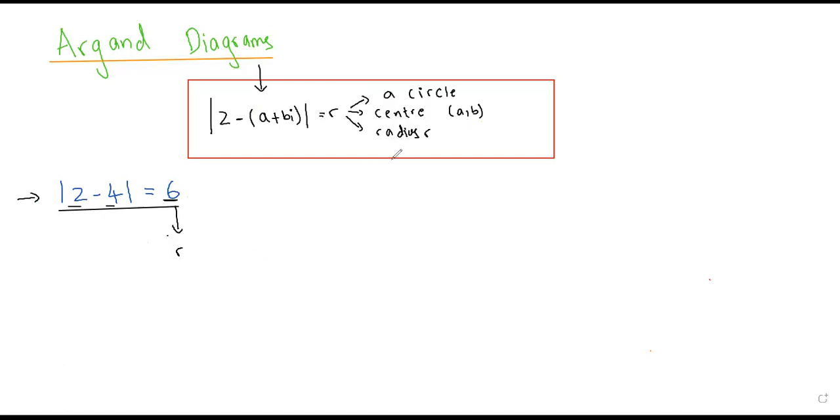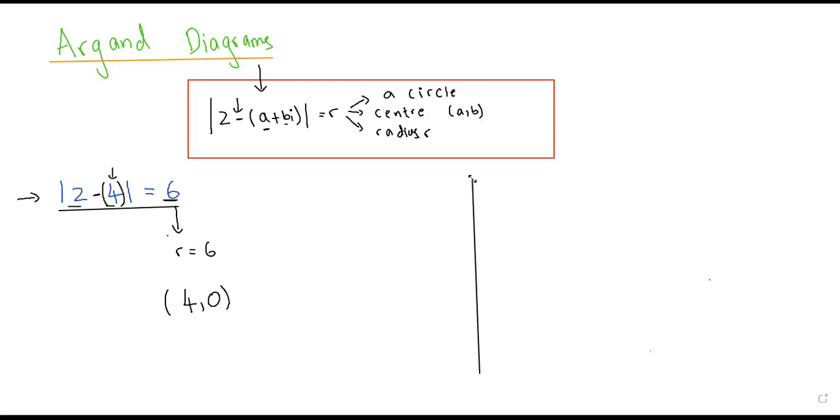The center of that circle is, let's be careful, negative 4 is basically outside. So if I make a bracket around it, what do you see? A is 4, okay, and B is what? 0. Very good. So 4 and 0 would be the center, and the radius is 6, and that is it.